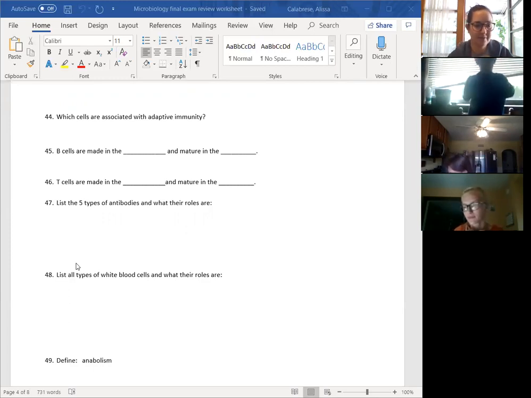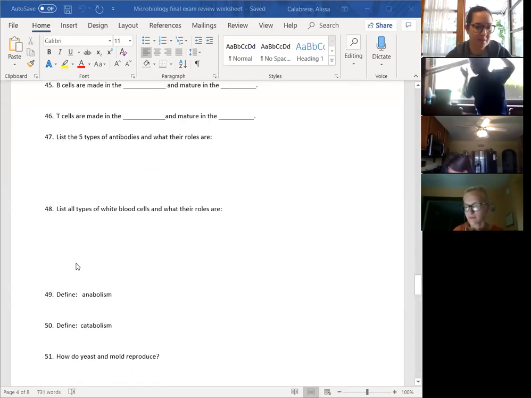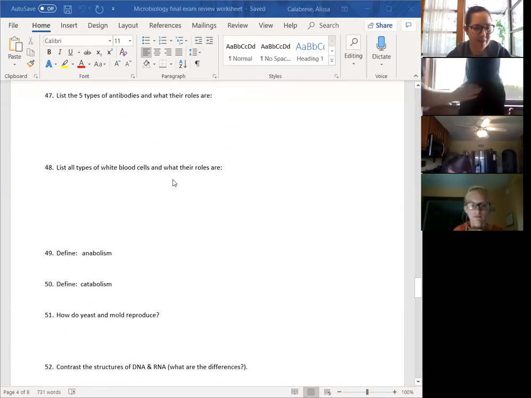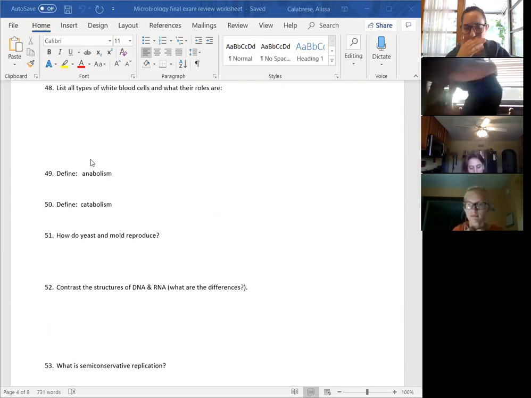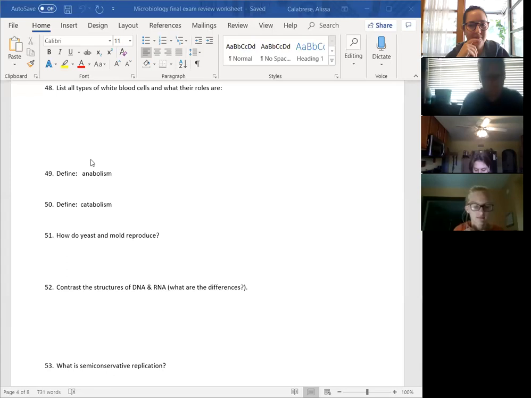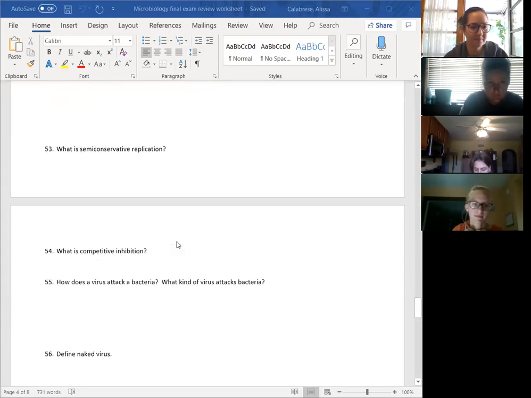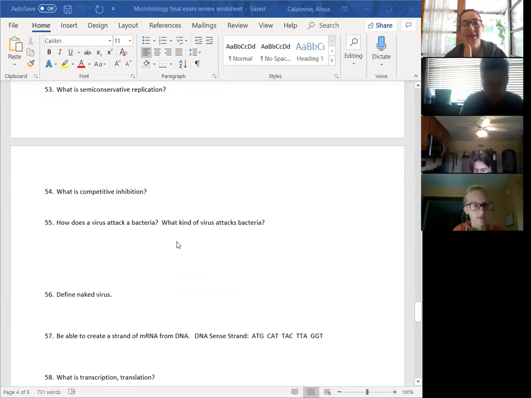Okay, so that's good, the 5 types of antibodies. All right, so you should be familiar with all your different types of blood cells. Know the difference between anabolism and catabolism? Which one's building cells up or building molecules up? Anabolism. Very good. Yeah, anabolism builds up, catabolism breaks down. All right. What's competitive inhibition?